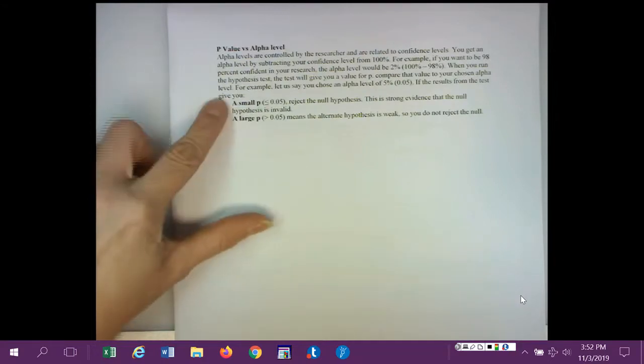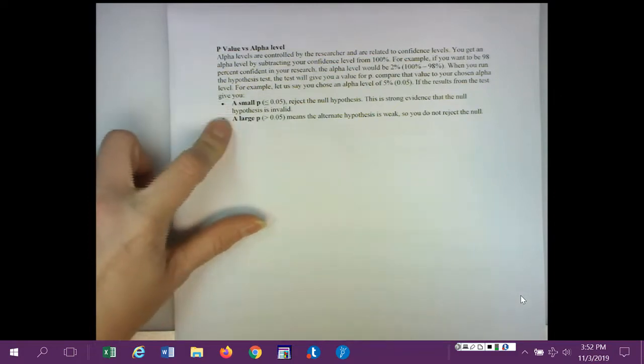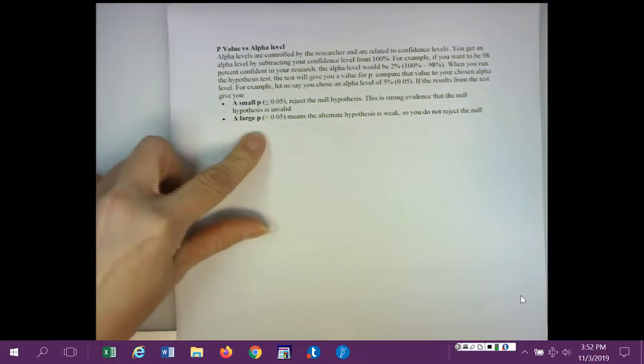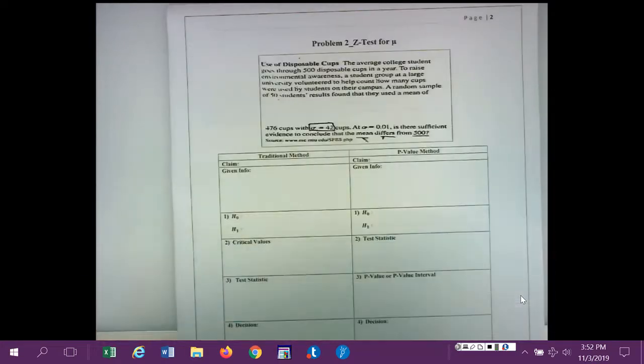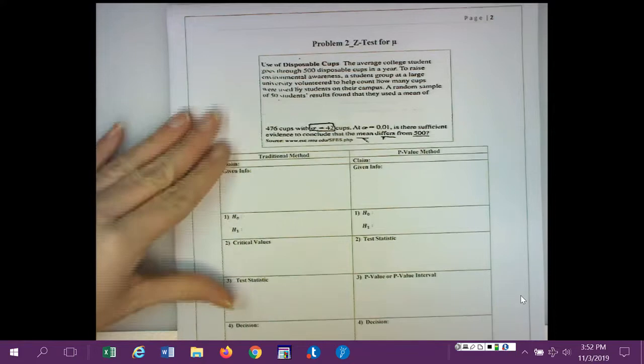So a small p-value, reject the null. A large p-value, do not reject the null. But again, you're using alpha to compare it to the p-value to make your decision. Okay, I will be sending that document out. They also have a description in the textbook if you're curious about what a p-value actually represents.